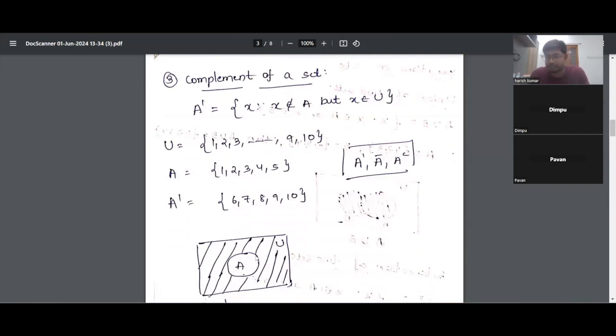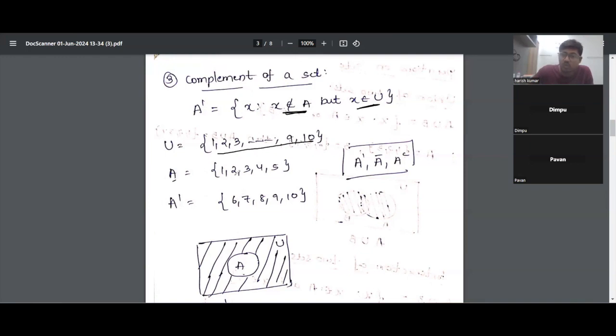Now, this is quite important: complement of a set. Complement of a set means whatever is there in that set, I have to remove from the universal set. What is A complement? A complement means x such that x does not belong to A. So x should not belong to set A, and it should belong to the universal set. Here we have the universal set from 1 to 10.